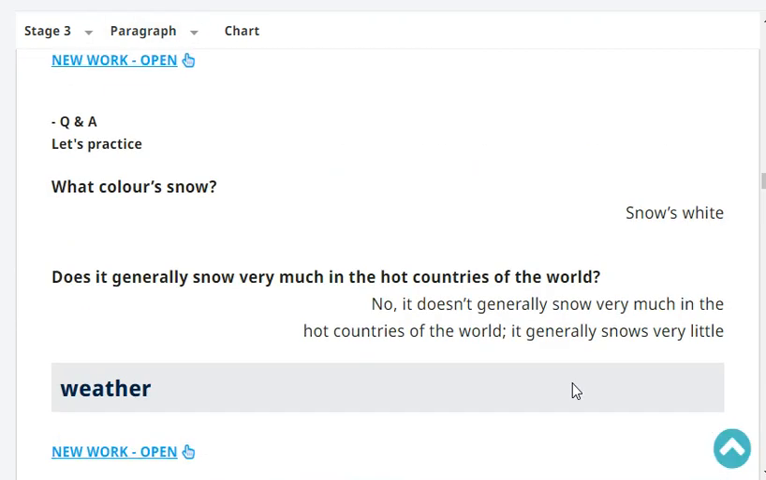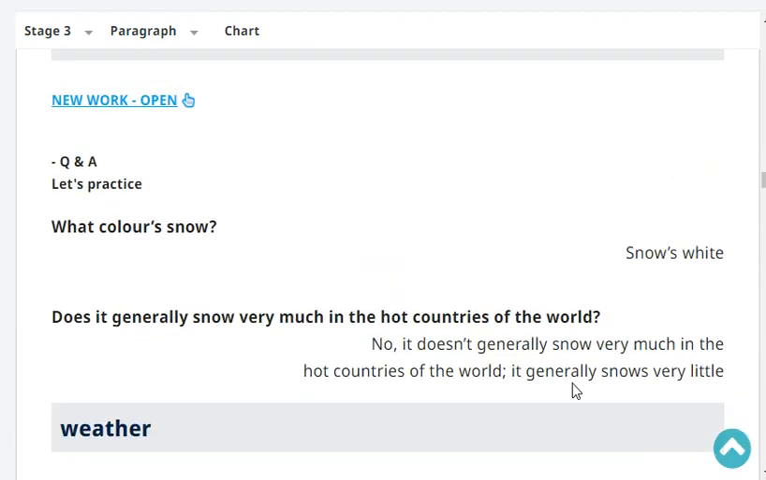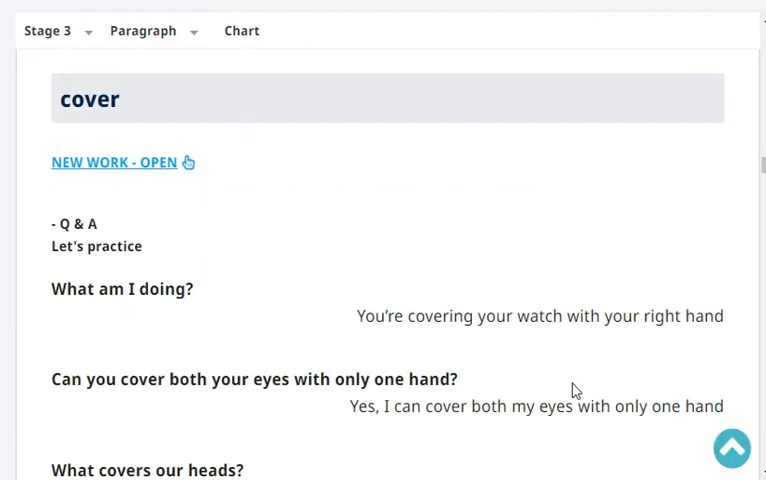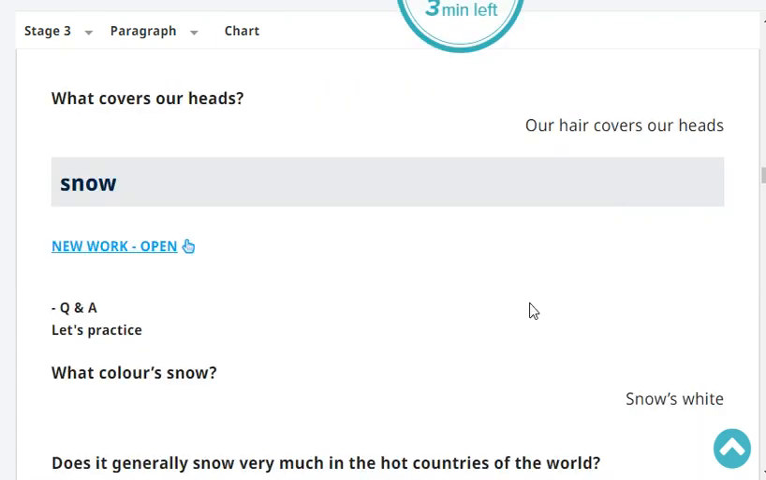Cover. What am I doing? You're covering your watch with your right hand. Can you cover both your eyes with only one hand? Yes, I can cover both my eyes with only one hand. What covers our heads? Our hair covers our heads. Snow. What color's snow? Snow's white.